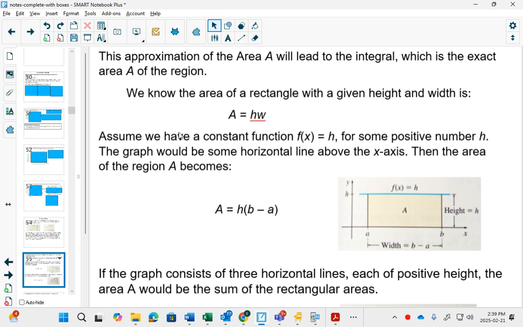So, assume we have a constant function. So f of x is just always h. Right? The graph would be a horizontal line. Then the area is really easy because you would just have to figure out what this height is, and then whatever this length is would be perfect. Because it would be a perfect rectangle. So if you had a completely flat line, you would be really good.